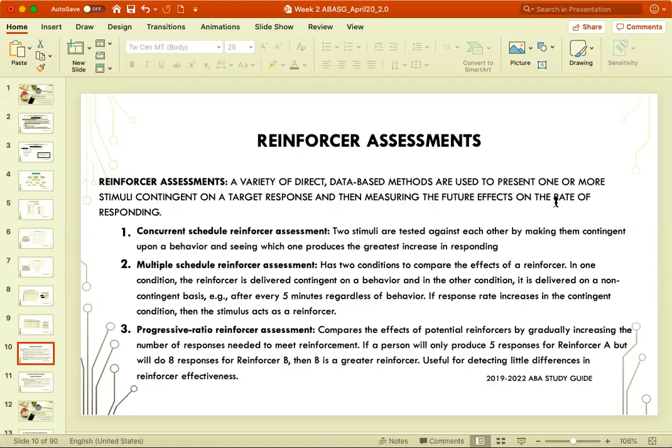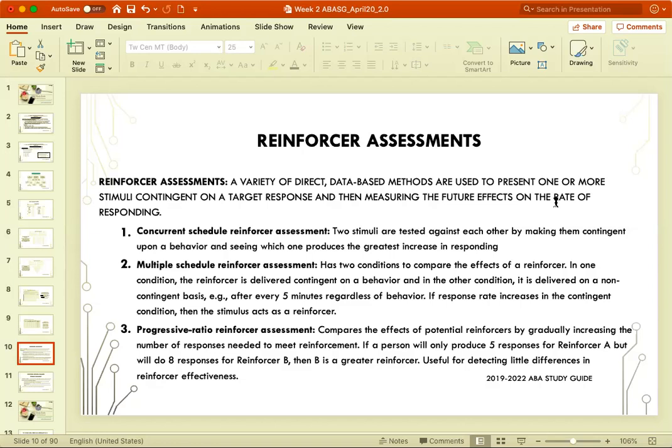Multiple schedule, and we'll talk about compound schedules of reinforcement a little bit later, but basically one's non-contingent, one's contingent. If your response rate is increased in the contingent condition, then that stimulus acts as a reinforcer.